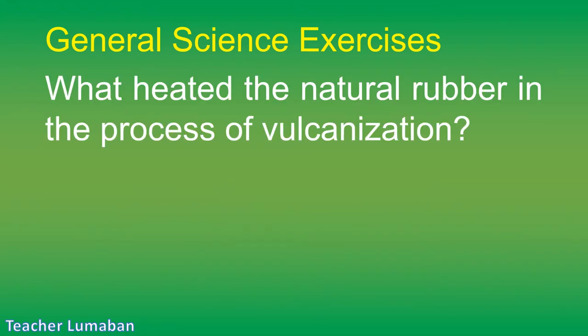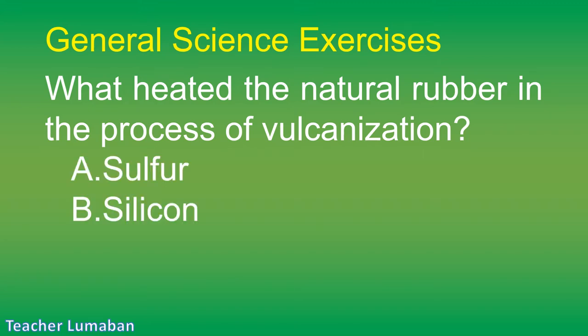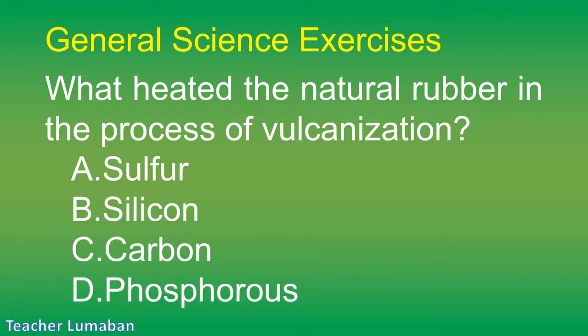What is heated with the natural rubber in the process of vulcanization? Letter A, sulfur. Letter B, silicon. Letter C, carbon. Letter D, phosphorus. Choose the suitable answer to the following choices in 5 seconds.